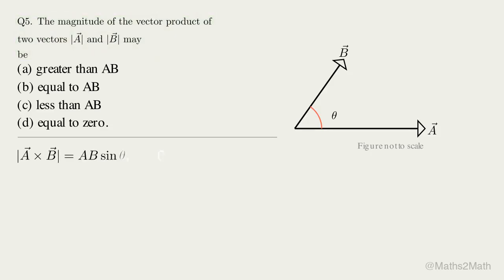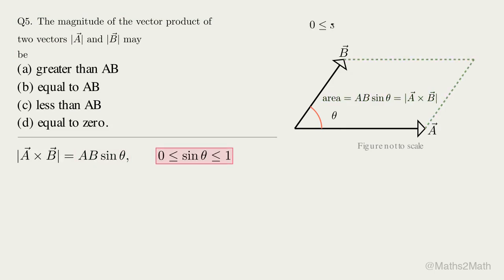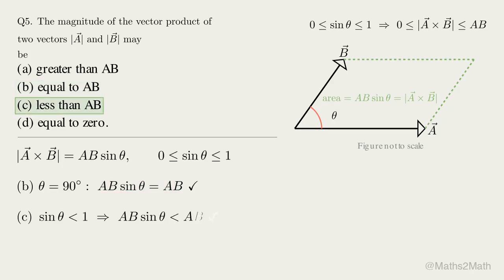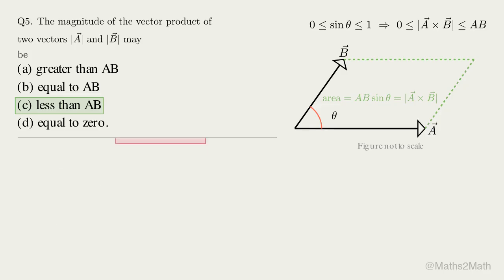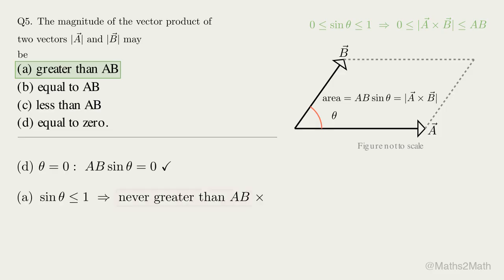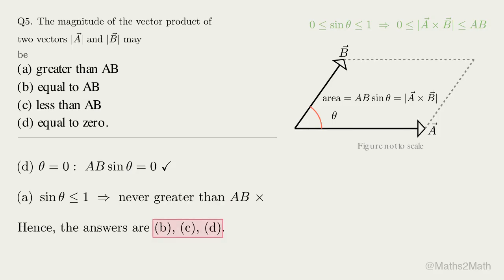The magnitude of the vector product is AB times sine theta, and sine theta lies between 0 and 1. At 90 degrees, sine is 1. The product can equal AB. At any other angle, sine is smaller. The product can be less than AB. For parallel vectors, sine is 0. The product can be 0. And since sine never exceeds 1, it can never be greater than AB. Hence, the answers are options B, C, and D.